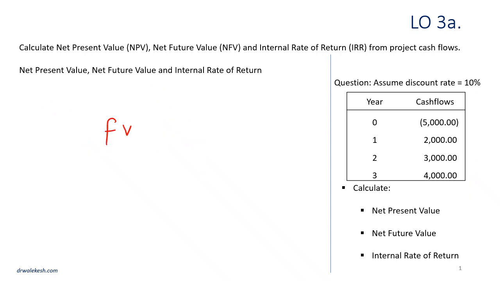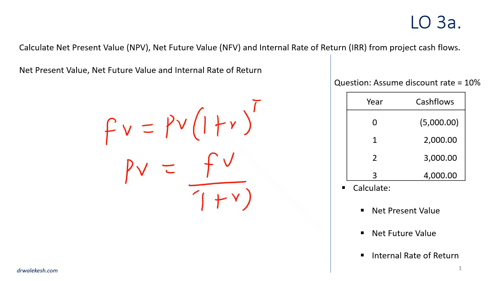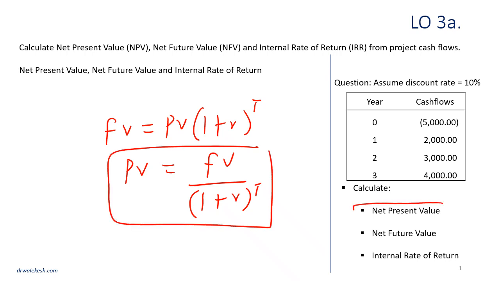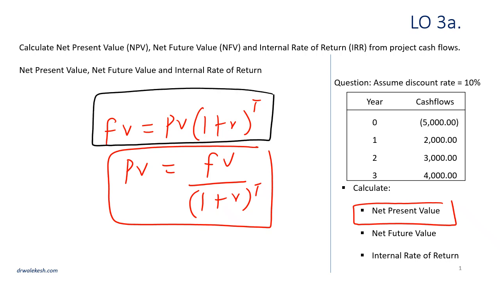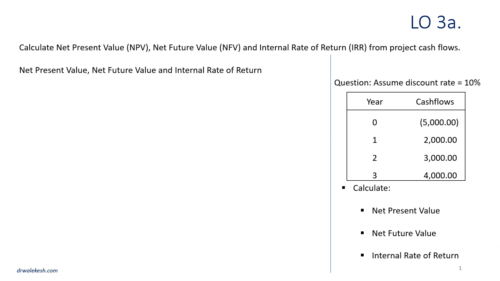Since we just agreed that future value is equals to present value into bracket 1 plus R raised to power T, you would want to agree with me that the present value will be equals to future value all over 1 plus R raised to power T. This concept is what we will apply under NPV. And this concept is what we would apply under net future value. So let's get started with this question.